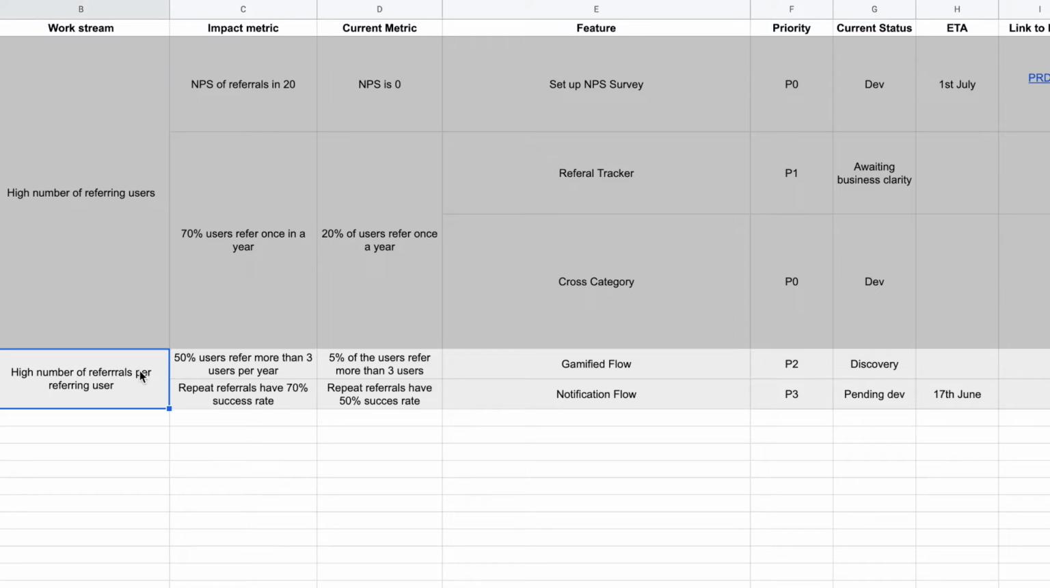Now that you've identified what you want to do, you should also do a quick sanity check of what is the impact that each of these initiatives will have. For example, for increasing the number of referring customers, maybe you thought that you need to build a referral tracker which will help ensure some kind of visibility for those who are referring. However, you need to understand, are people even looking out for this tracker? Do people even want it? Is this going to move the needle?